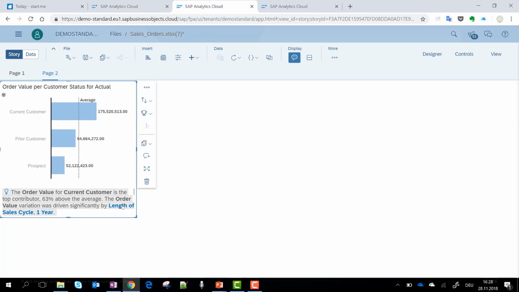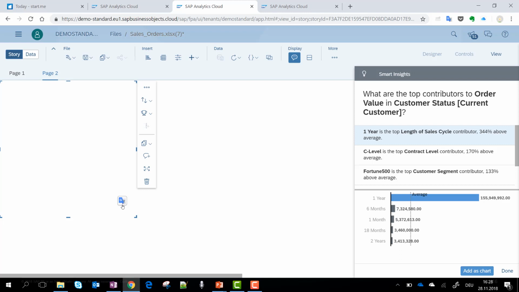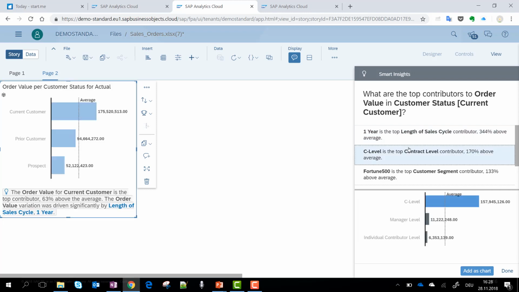So I just follow the link, and the right hand side panel opens, and this is now a 360-degree view on those orders coming from current customers. And apparently the one year, so rather extensive long sales cycle, is what sets them apart, and where transactions that followed that scheme were particularly successful. Same for contract level, rank 2 in its value of astonishing me, of being relevant.